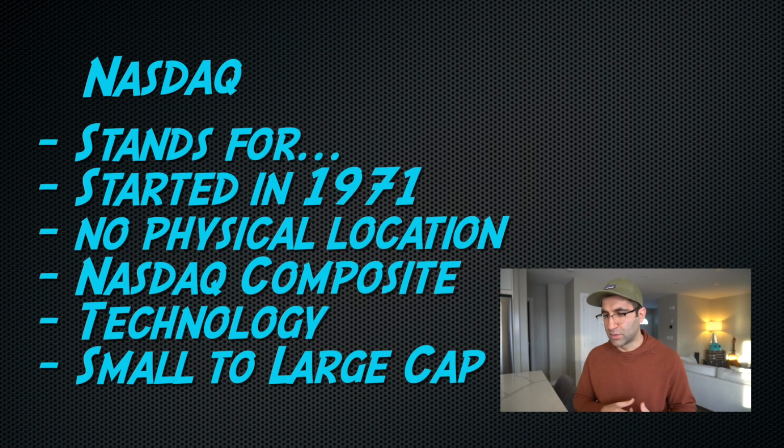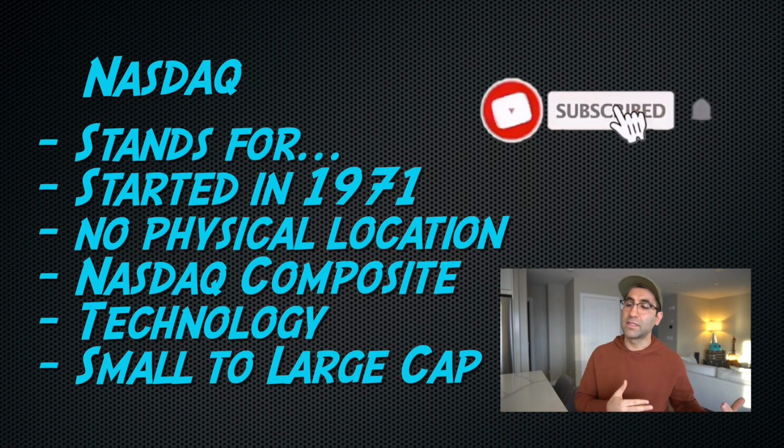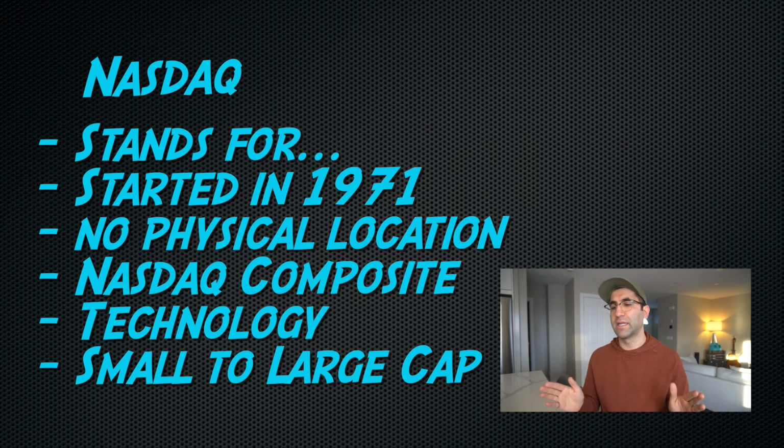Let's jump into the Nasdaq, or the Nasdaq Composite. Nasdaq stands for the National Association of Securities Dealers and Automated Quotations. It was started in 1971, and it actually was designed to be an automatic or electronic exchange. The whole thing was that it didn't need a physical space like Wall Street does for the New York Stock Exchange. It was totally automated and didn't have a physical location.